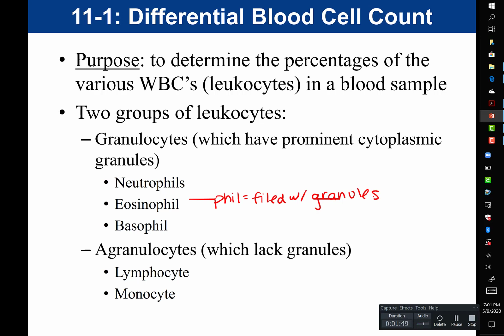We also have agranulocytes. A means without. So that means that these are cells that lack those cytoplasmic granules. So for this category, we have our lymphocytes and our monocytes. And so we're going to talk about what each of these different types of white blood cells do.